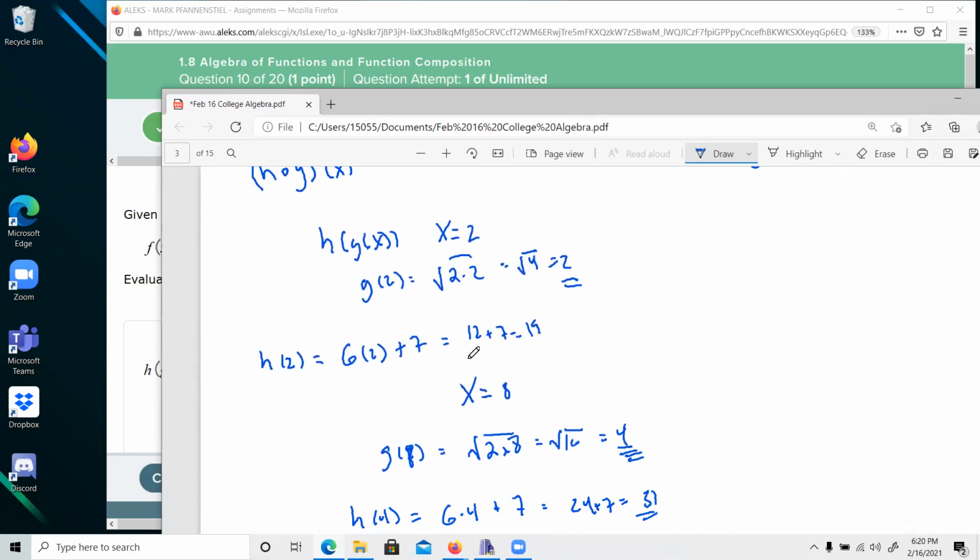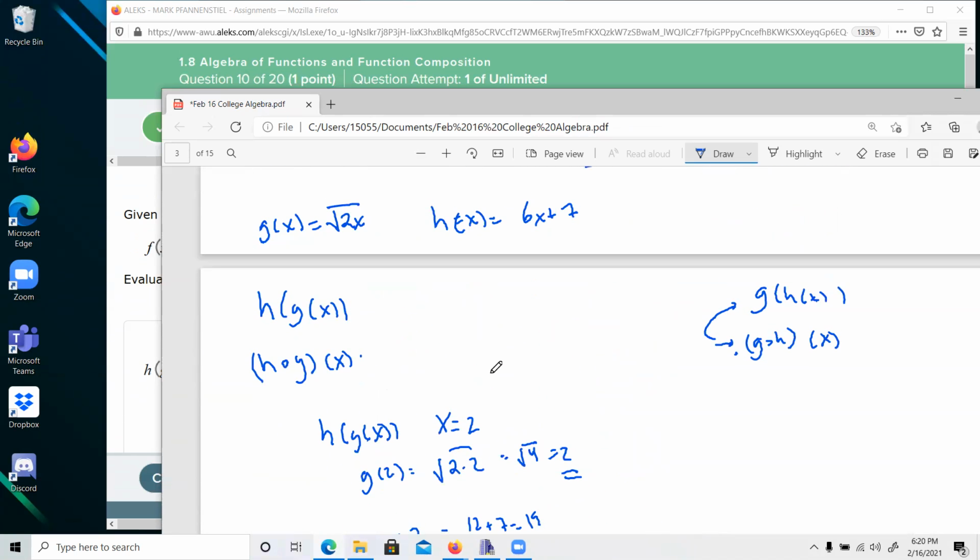So the idea here is, are they the same on both sides? Let's see. What if I put in x equals 2 here? We have h of g. Let's look at g of h. What if we have h of 2? Well, that's 6 times 2 plus 7. So that's 12 plus 7, which is equal to 19.